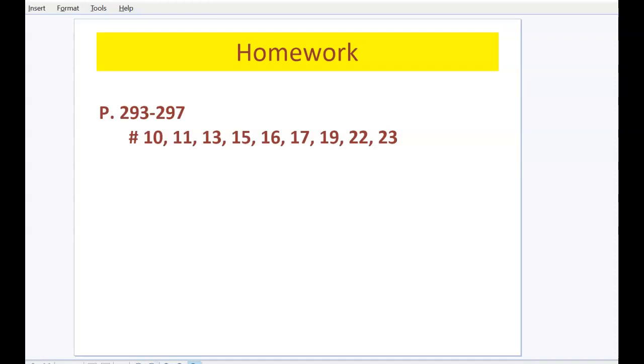Okay, so there is the end of section 5.5, graphs and relations. So give those a try. And again, check the answers on the website if you need help.